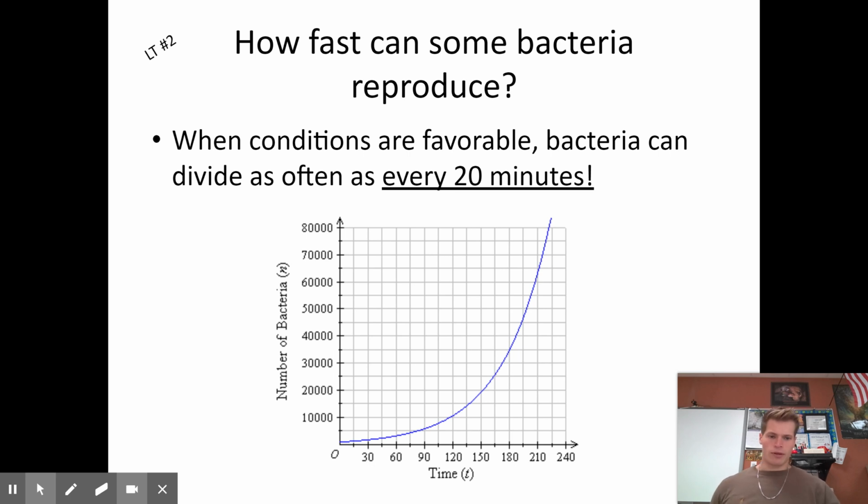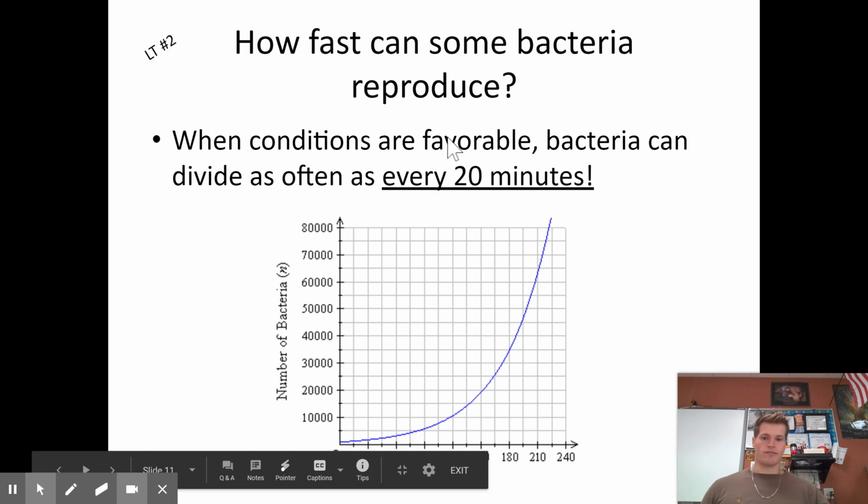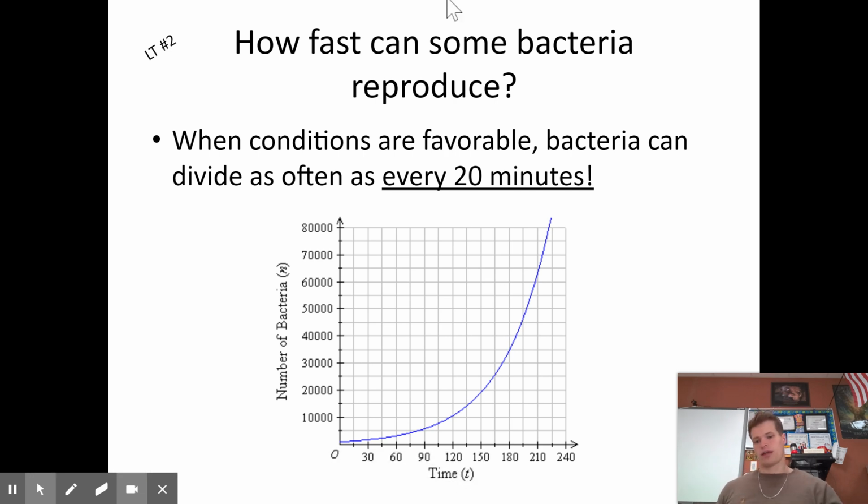Talking about reproduction, how fast can some bacteria reproduce? Does it take hours? Does it take days? Well, that depends on the strain, and it depends on the environment they're in. If they have enough food, enough space, and enough moisture, they can reproduce very, very quickly. In the best case scenario for our bacteria, when the conditions are favorable, bacteria can divide as often as every 20 minutes. Okay, if you have one, 20 minutes later, you have two, that might not seem like a big idea.